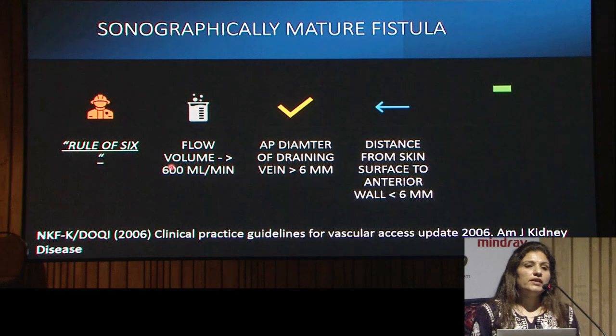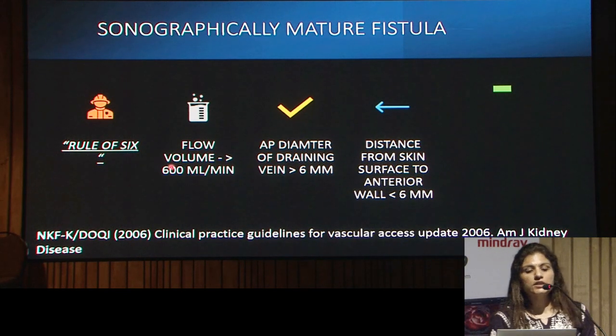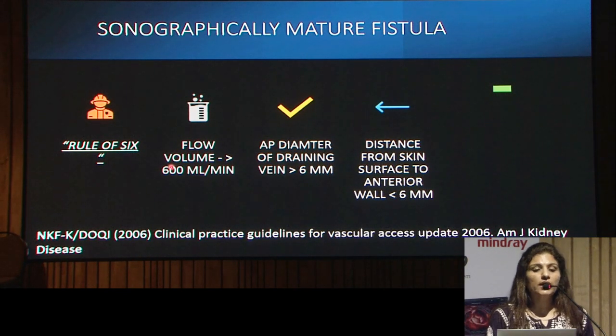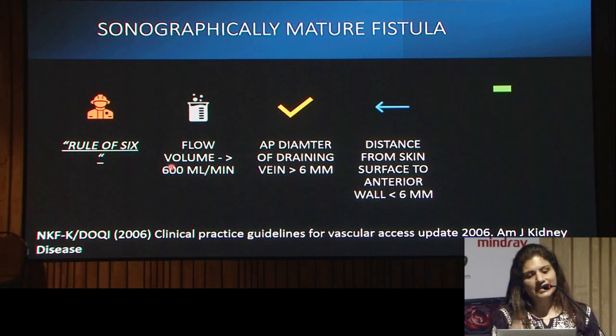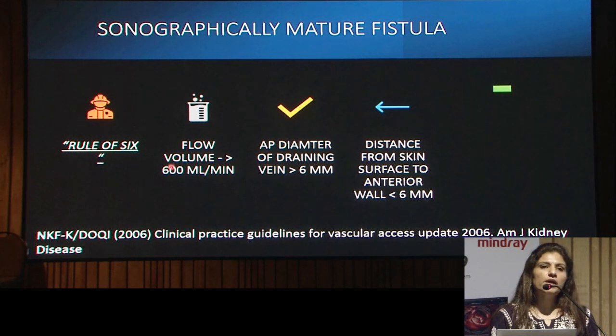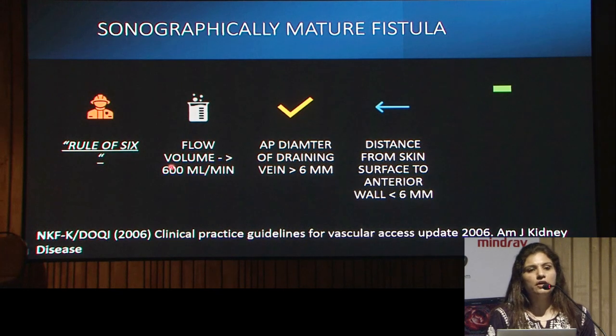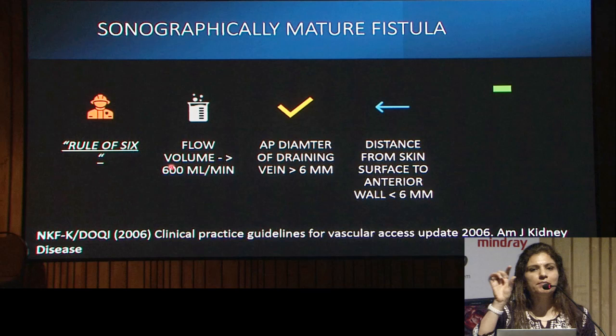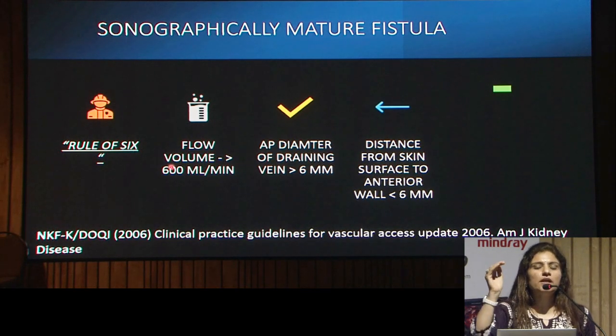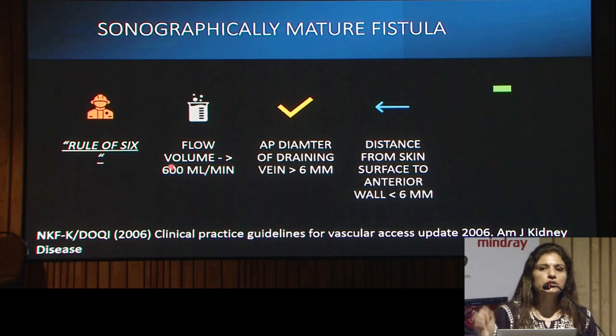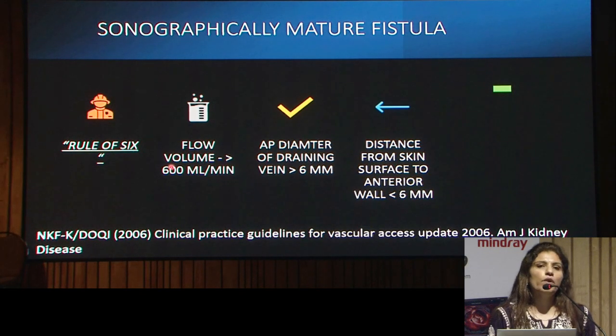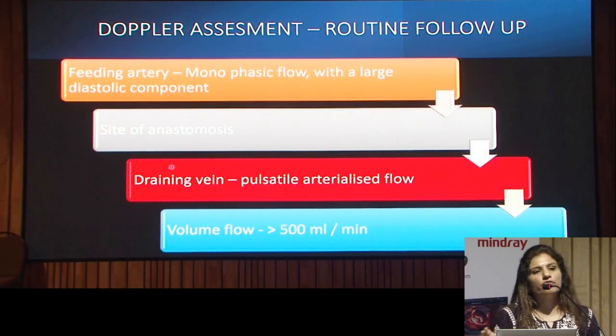So a fistula is done. When the patient comes for a post-op evaluation, according to the National Kidney Foundation, the rule of 6 needs to be followed. But usually as a radiologist, or even in general practice, we follow the rule of 5, where the vein should be at least 5 to 6 millimeters in diameter. It should be within 5 to 6 millimeters from the skin surface, and the flow rate of the fistula should be at least above 500 ml per minute. So these need to be satisfied for the fistula to be functional.